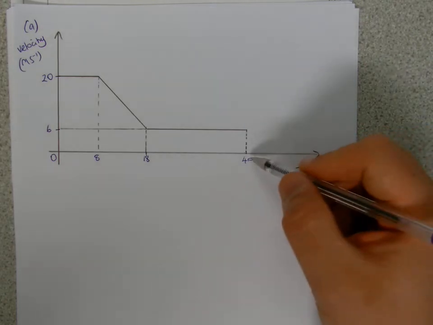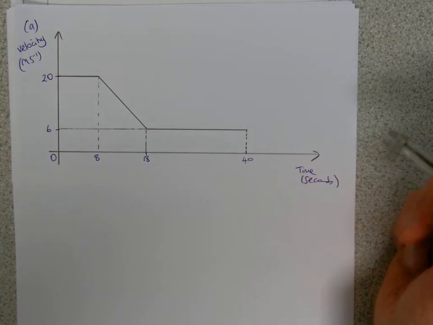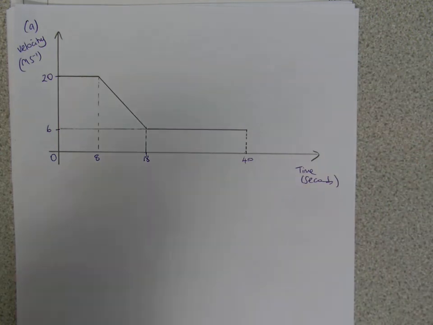And when time is 40, it passes through B, okay? And then that's it then. We don't pick up any more information. That's the end of the story. We're only interested in what happens between A and B. And there's our velocity time graph.